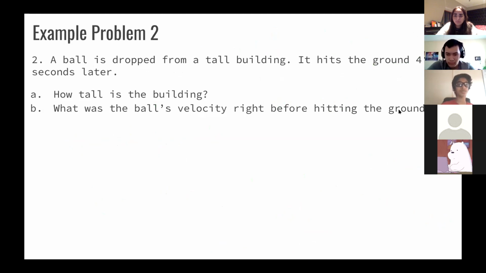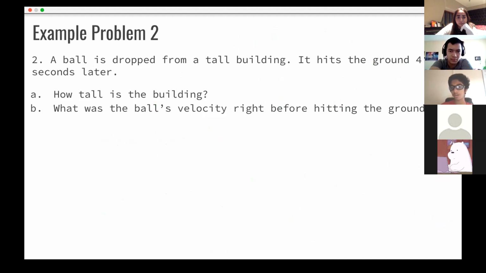So for the next problem, we have a ball dropped from a tall building and it hits the ground 4 seconds later. Again, we have two parts. First, how tall was the building? And second, what was the ball's velocity just before hitting the ground? I'll give maybe 4 minutes so we can check back at 12:48.